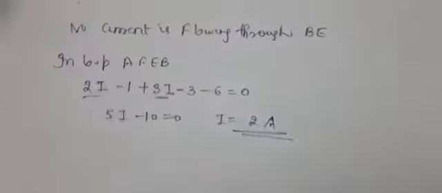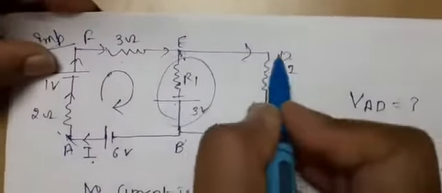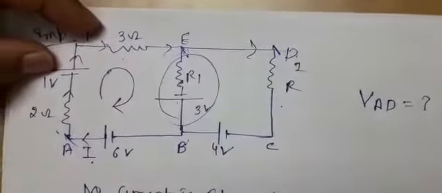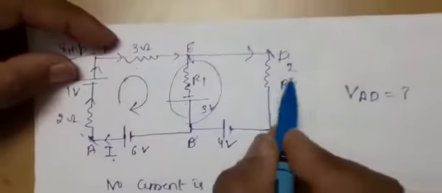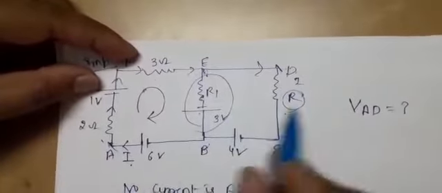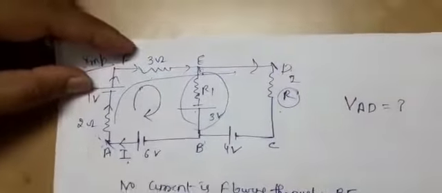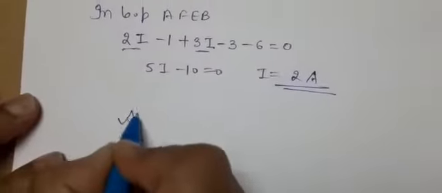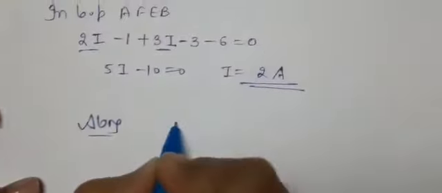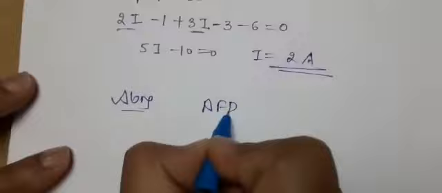Now what you have to find? You have to find the potential difference between A and D. Basically, see here, this resistance is also unknown. We cannot go along this path, so we will prefer to choose this path, as the current we have obtained. So now you will take the loop along A, F, D.